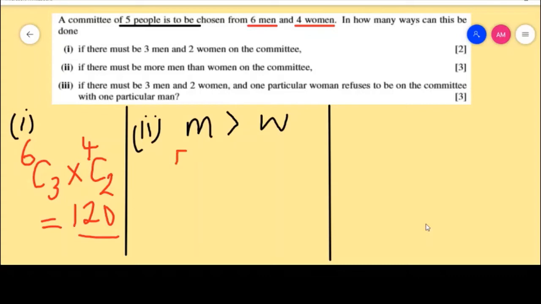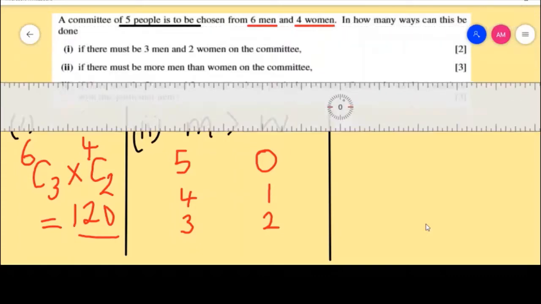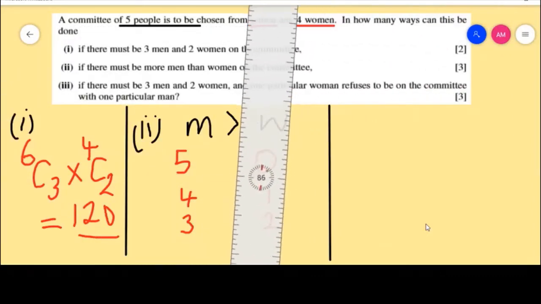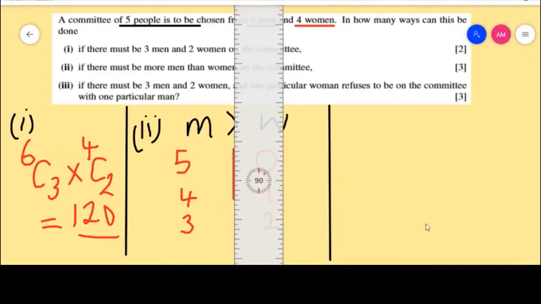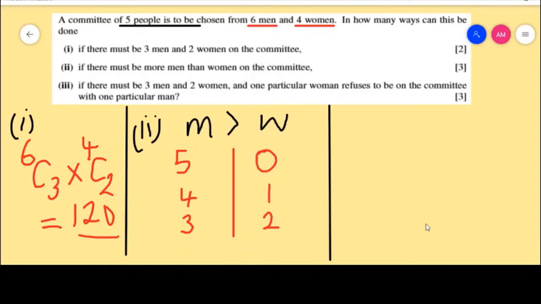So either I've got 5 and I've got 0 here, or I've got 4 and I've got 1 here, or I've got 3 and I've got 2 here. So these are the options that I have. So I'm going to put a line here to divide my options, and then I'll start doing them one by one.